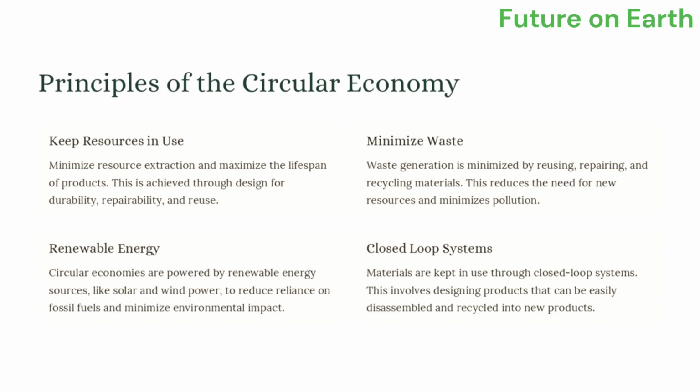The third is to power the circular economy with renewable energy sources like solar and wind. This reduces reliance on fossil fuels and lowers the environmental impact. The fourth is to create closed-loop systems where products can be easily disassembled and recycled into new products. This keeps materials circulating in the economy instead of becoming waste. These 4 principles work together to create a more sustainable, circular model that moves away from the traditional linear, take-make-waste approach.